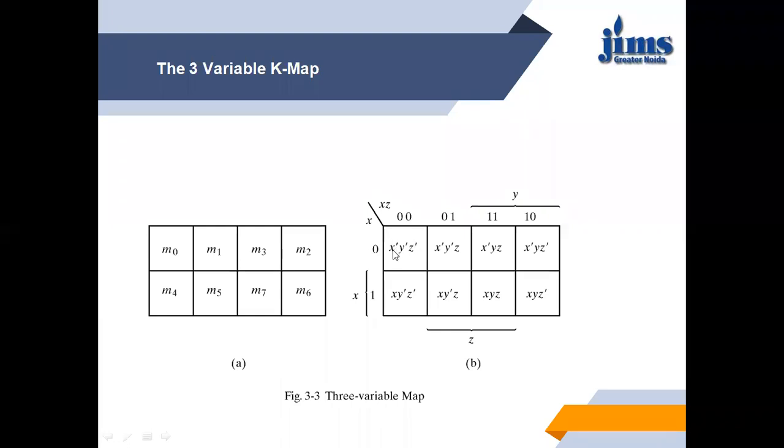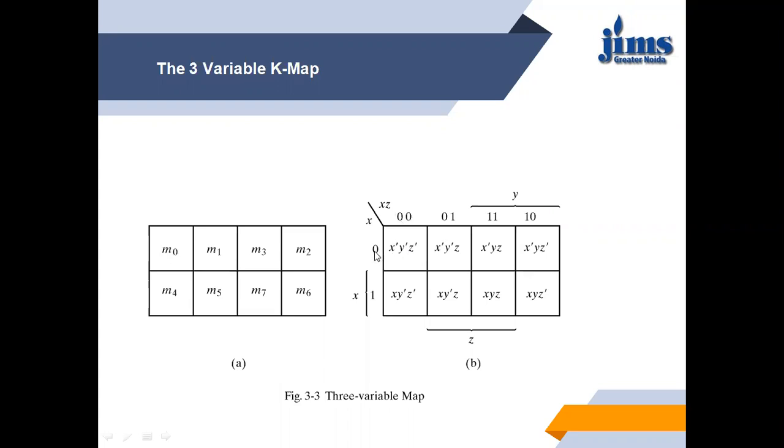So I write the term X bar, Y bar, Z bar. That is the sum of products. So the sum of product is X bar, Y bar, Z bar, because the value of X is 0, Y is 0 and Z is 0. And this is represented by the min term M0.